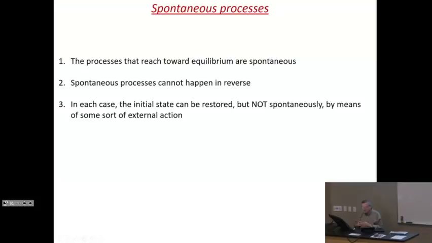Such things cannot happen in reverse. You cannot have a canister with a hole in it and hope that the atmospheric gas somehow magically will increase the pressure inside the canister. This cannot happen in reverse. Now, you can reverse the initial state of the system, but not spontaneously. You have to do something to the external system to get it back to where it started. In other words, you have to use a pump to take atmospheric air and put it back in your canister and then seal it off.